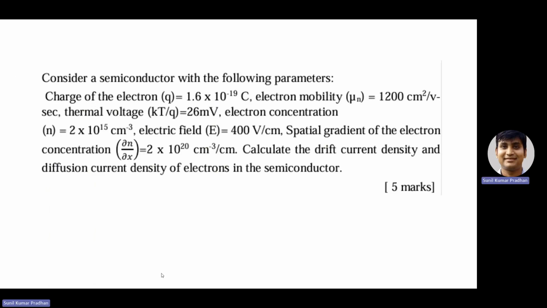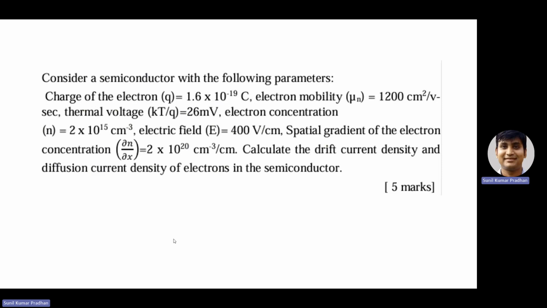And the next question. Consider a semiconductor with the following parameters. Charge of electron is given, as you know, 1.6 into 10 to the power minus 19 coulomb. Electron mobility is given, 1200 centimeters square per volt second. Thermal voltage kT by q is 26 millivolt, that we know at room temperature. And electron concentration is given as 2 into 10 to the power 15 per centimeter cube. Electric field is also given, E is 400 volt per centimeter.